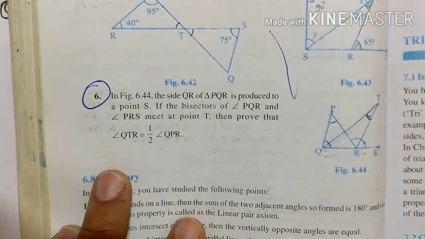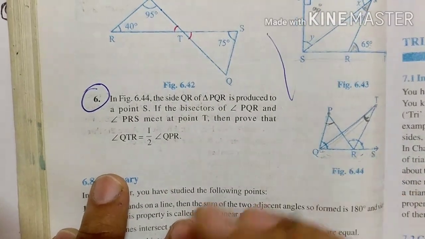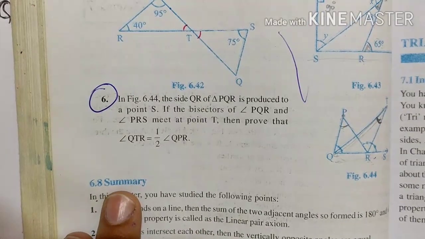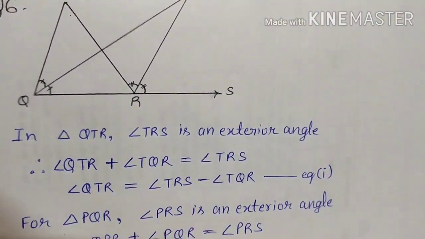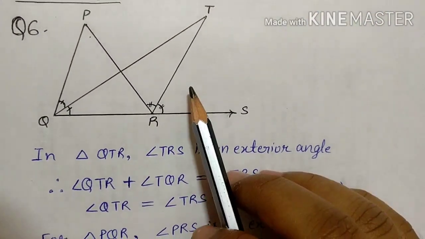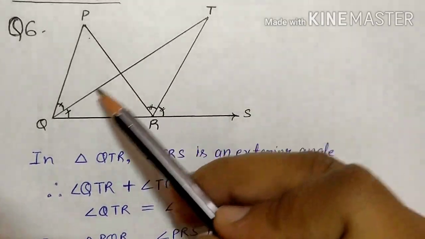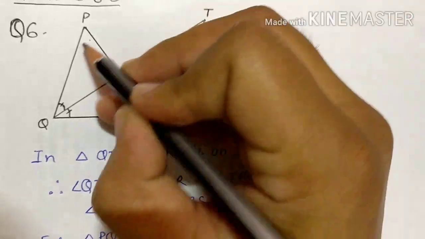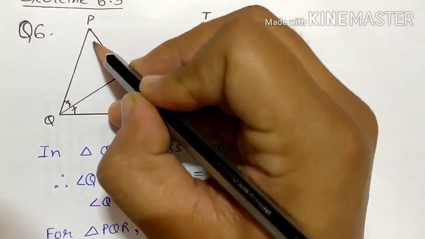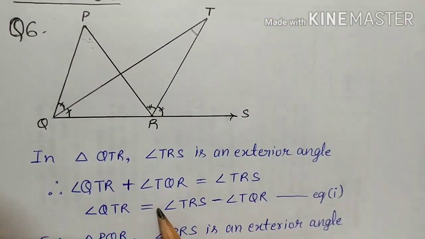So just try to understand this question. I am making this figure in copy also, so that you can understand easily. Just here. Okay, I have drawn this one. So let's prove it. What we have to prove? We have to prove that angle QTR, this angle, is half of angle QPR. So in triangle QTR.